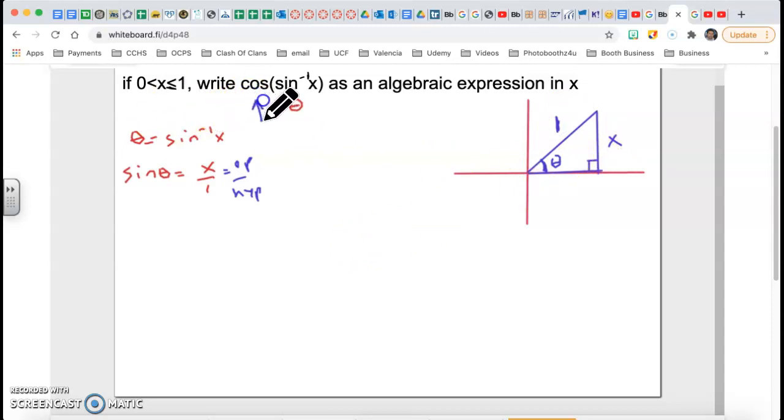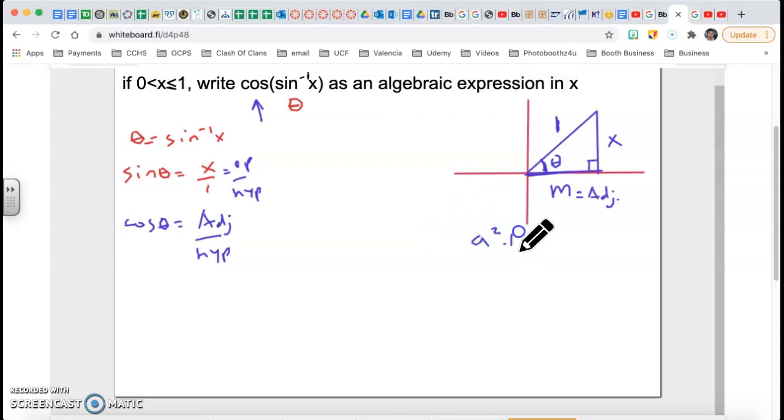I'm looking for cosine. If you remember, cosine of the angle is adjacent over hypotenuse. I'm going to go to my triangle. Do I have adjacent? We use the x. So adjacent is right next to the angle. Let's call this M. This is the adjacent side, adjacent to my angle. That means I've got to find the value of M.